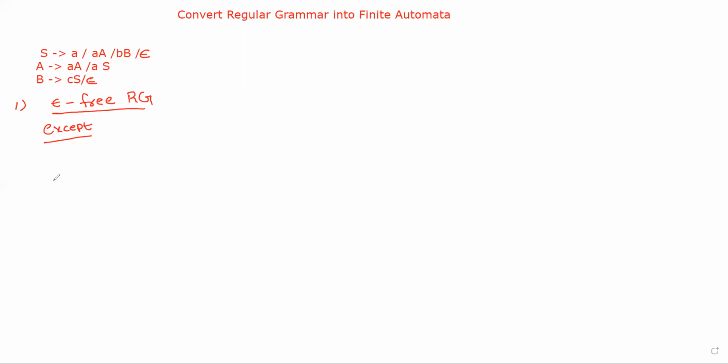So briefly, I will explain. See this one. First, I will write down all non-epsilon productions. S tends to AA, and BB. A tends to AA, AS. B tends to CS. These are the productions without null, that is without epsilon. What are the epsilon productions we have? We have S tends to epsilon and B tends to epsilon.